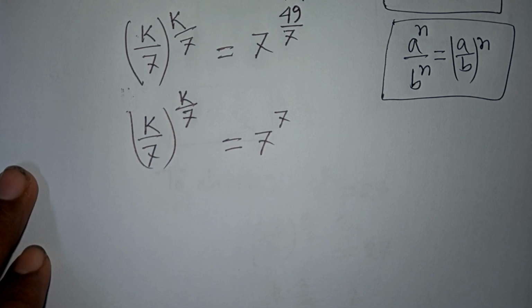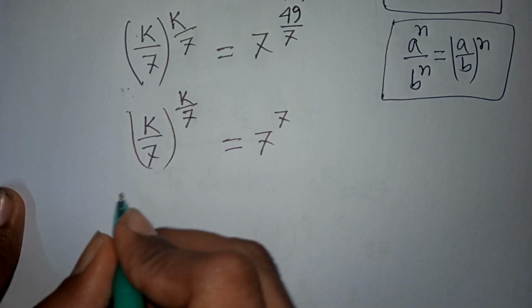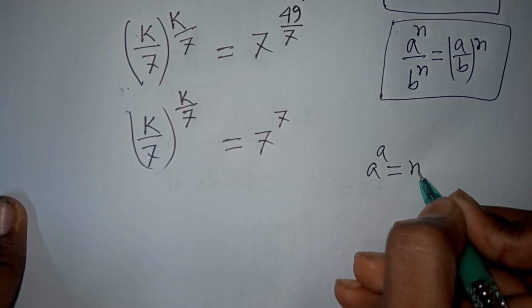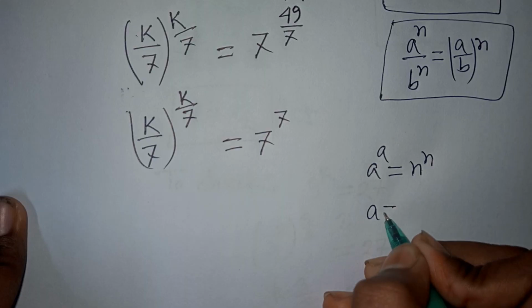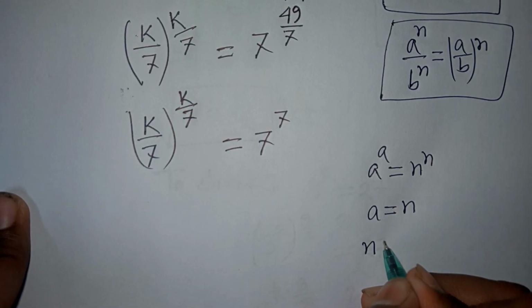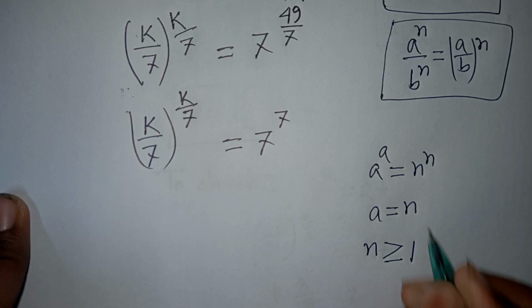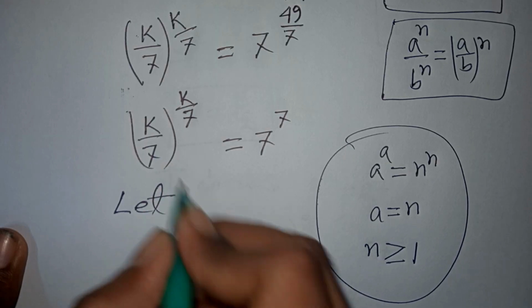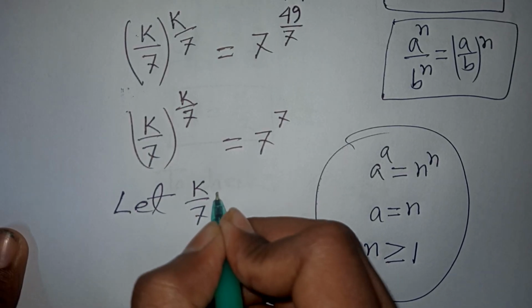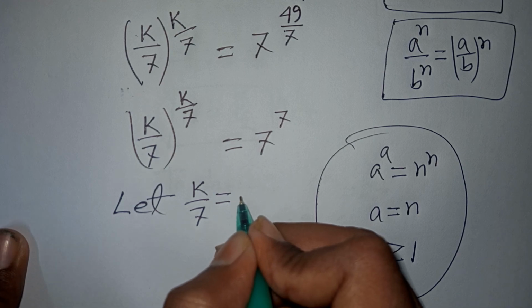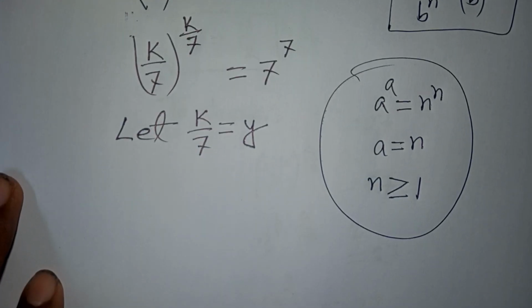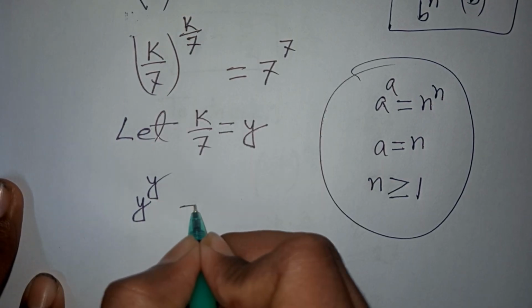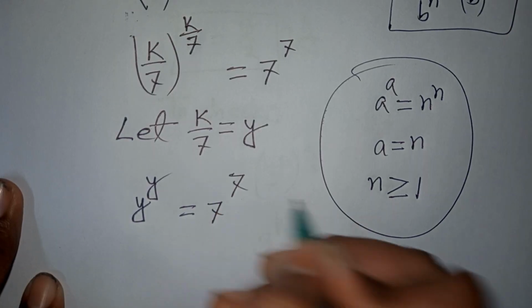In the next step, here we apply the rule that a power a is equal to n power n, so a will be equal to n. The condition is n is greater than or equal to 1. So here, let k by 7 be substituted by y. So it will be y power y is equal to 7 power 7.